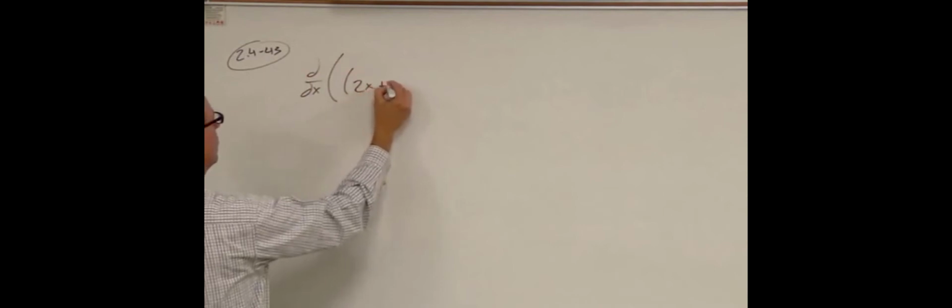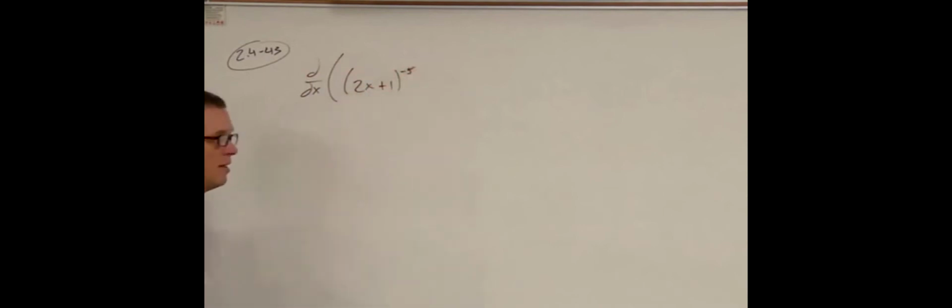Okay, so this is 2.4, number 43. We're supposed to find the derivative, is that what it says to do? We're trying to find the derivative of, what was it again? 2x plus 1 to the negative fifth, like that? Yeah. Minus 1, to the negative 9, like that? Okay.